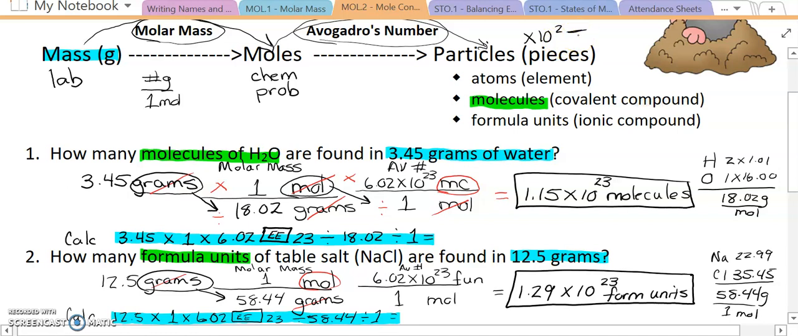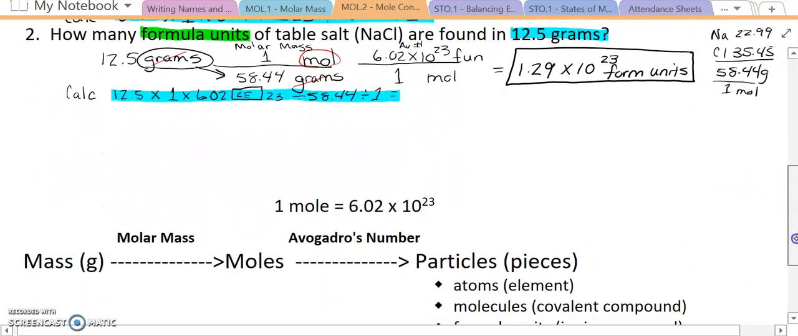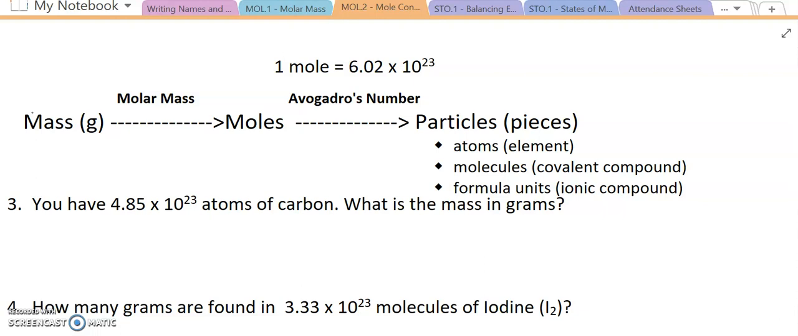So let's take a look at the opposite direction. Because sometimes I can take a look at a problem, and I'm going to start with particles, and I'm going to need to go to mass. Now, these problems always set themselves up if you read the problem carefully. So, number 3 says you have 4.85 times 10 to the 23rd atoms of carbon. What is the mass in grams?